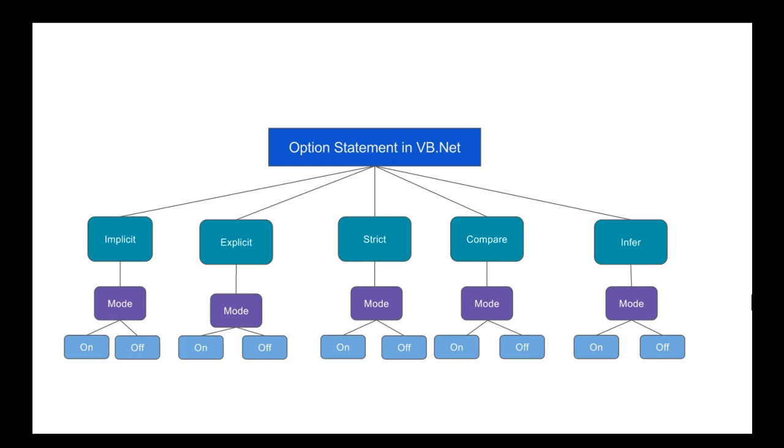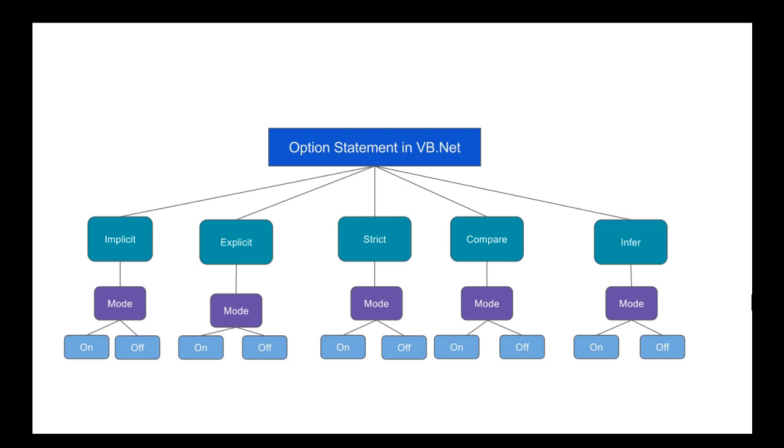The Visual Basic compiler requires that a programmer should declare every variable before he starts to use it. This is referred to as explicit declaration. The default value of the explicit statement is on, and you should never change the setting.